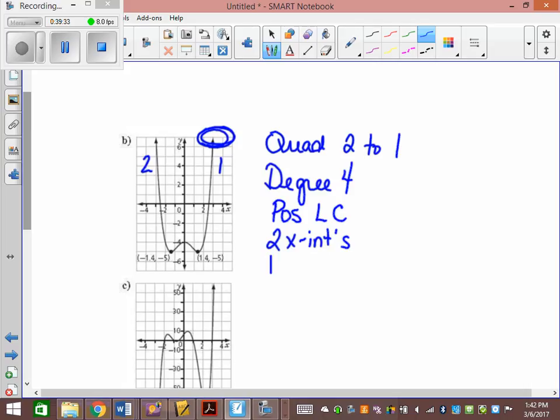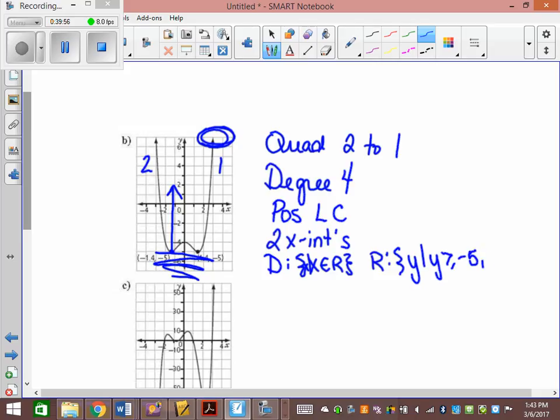And the domain is x ∈ ℝ. Oops, x such that, there should be a line. Oops. And the range, we'd have to know our lowest y. What's our lowest y? Or greater. There's no graph down here, right? So my range is going to be y such that y is greater than or equal to -5, y ∈ ℝ. In interval notation, it would be -5 to positive infinity. And this would be negative infinity, positive infinity.